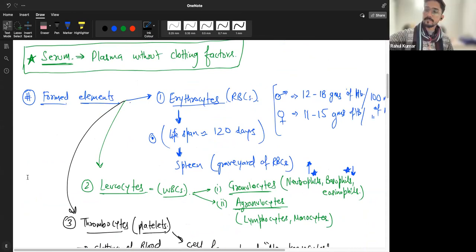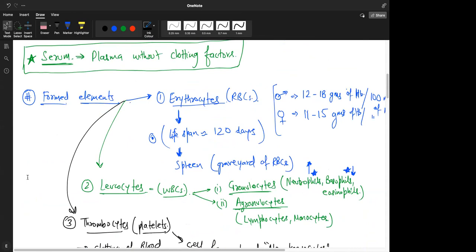Then we have a type of plasma called serum. That is plasma without clotting factors, meaning the fibrinogen is absent. And the reason why blood doesn't clot inside our body is that inside the body the clotting factors are inactive. Then we started formed elements.